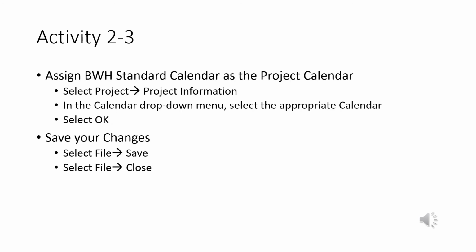Now, if you have multiple calendars, you want to pick one to be your project calendar. In this case, we're going to use project information. In the calendar drop-down menu, you can select the appropriate calendar to be your project calendar. Select OK. And finally, we're just going to save it. So we go to File, Save. Then we're going to close it. File, Close. And that's it for lesson 2.